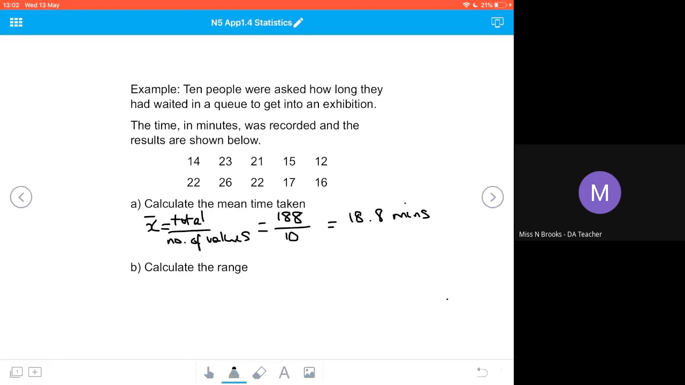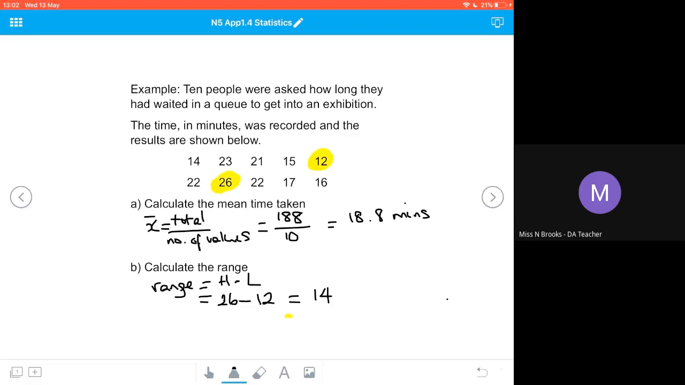Now for the range, we need to find the highest and the lowest numbers. So the highest number on that list is 26. The lowest number on the list is 12. So we're going to work out the difference between those numbers, because we know that range equals high take away low. The highest number is 26, the lowest number is 12, and so our range is going to be 14.